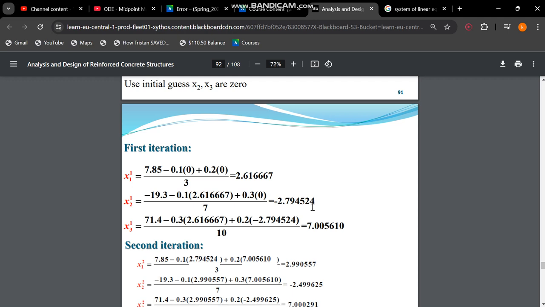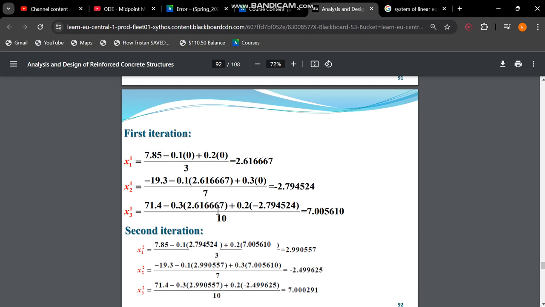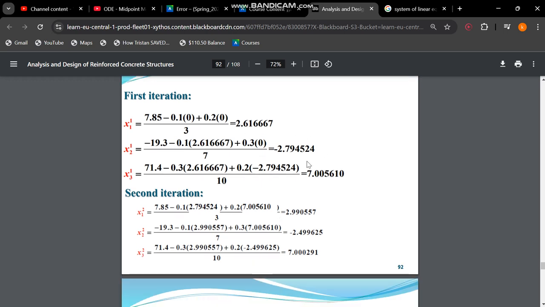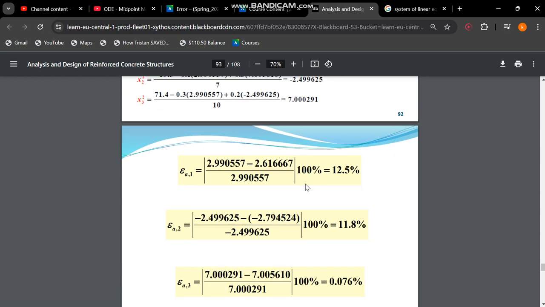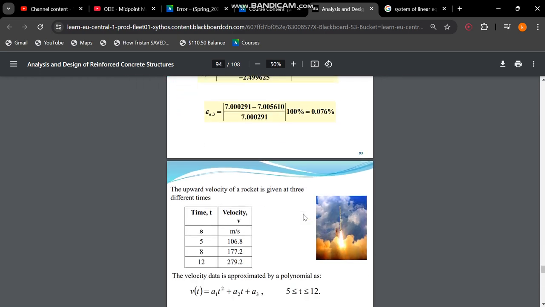Now you got the new x2 value. Then you use the previous x1 x2 values. You update the x1 x2 x3 after each iteration. Okay, so these are the new x1 x2 x3 values. You put them again for the second iteration, and then you can use the error formula to calculate the difference.